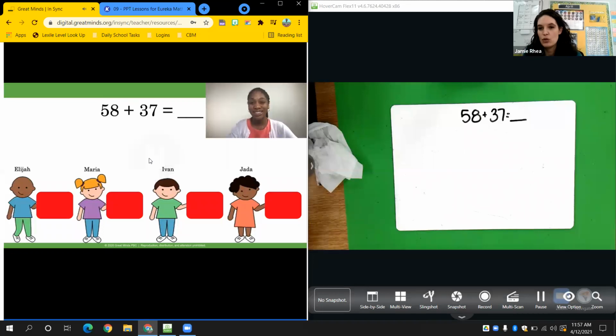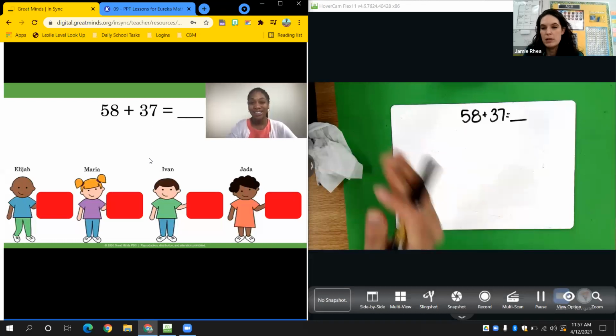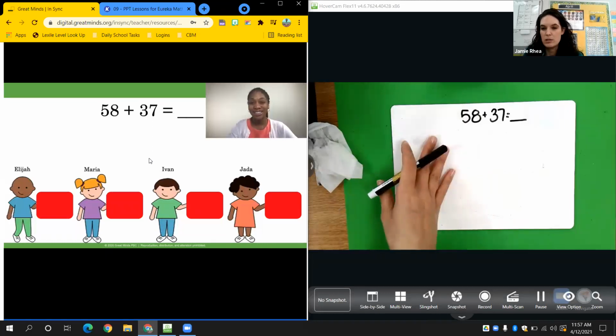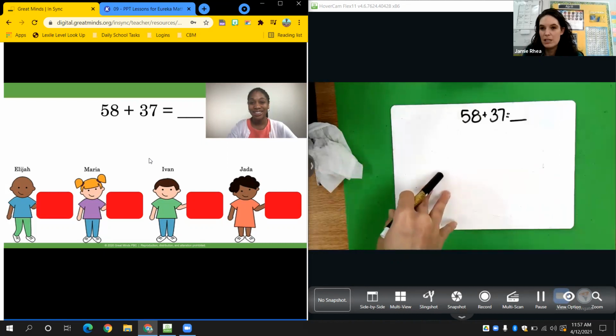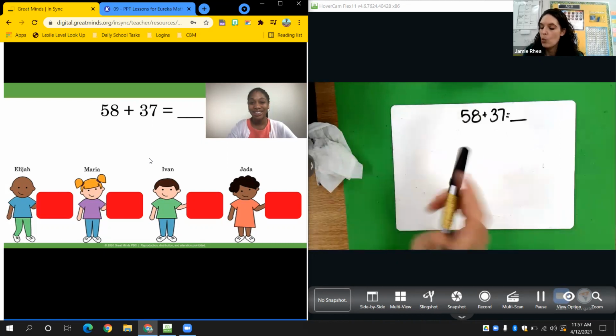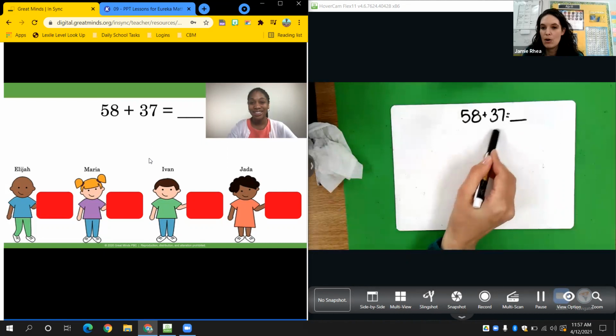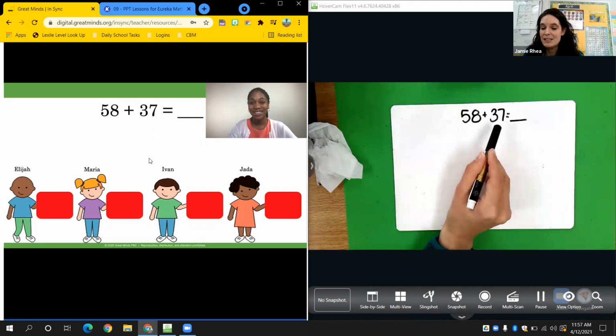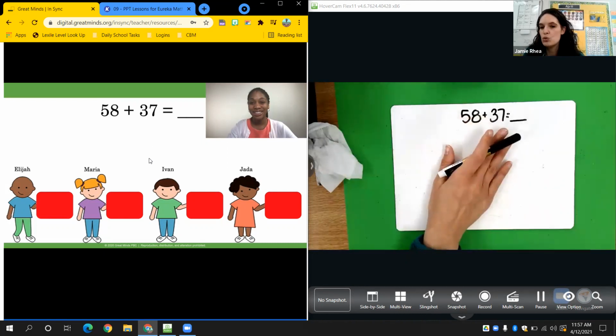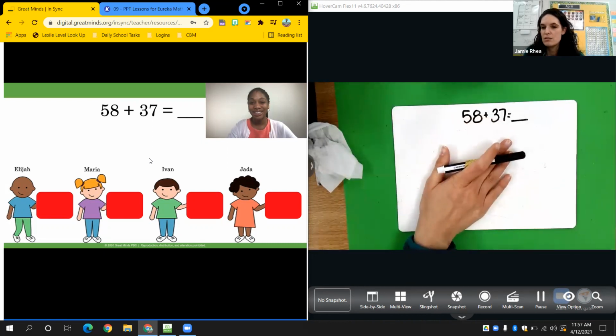Guys, we know so many different strategies right now on how we could solve this. We can solve it by using quick 10s and 1s as a drawing. We can solve this by lining it up vertically and solving it vertically. We can break it apart into a number bond and add my 10s and my 1s. We could even make a 10, okay? You choose how you want to do this.